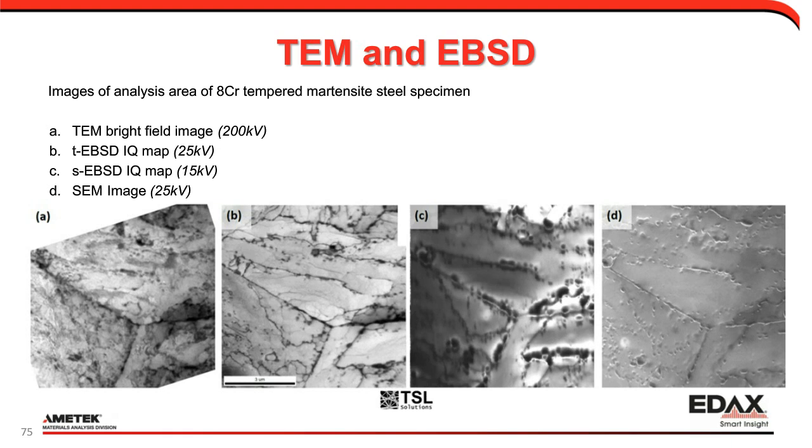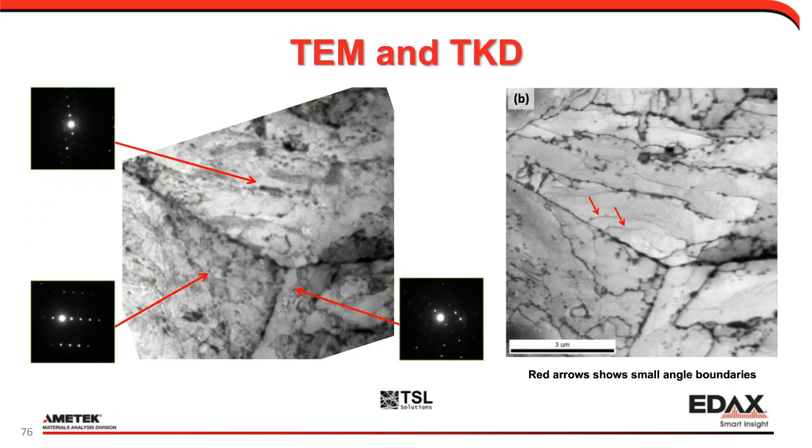And when we do this, we can go in and look, on the left here, at the diffraction patterns we see in TEM, the small changes in orientation. On the right, we see those small boundaries showing up in the transmission EBSD work as well. And we can see that the measured misorientations correlate together.